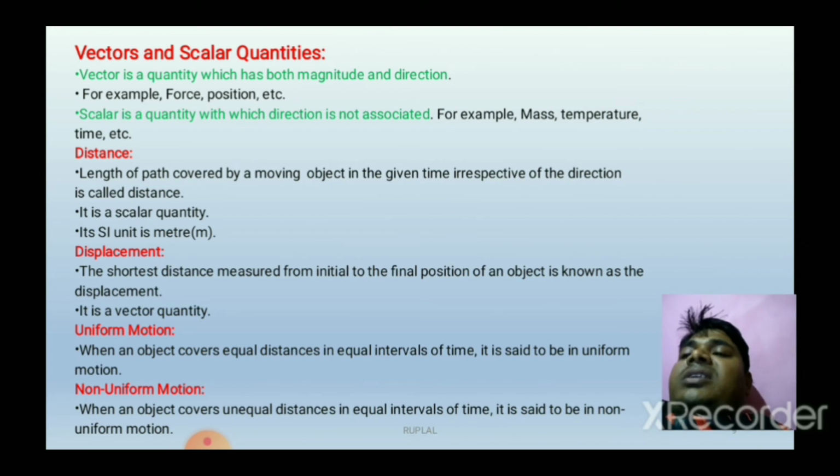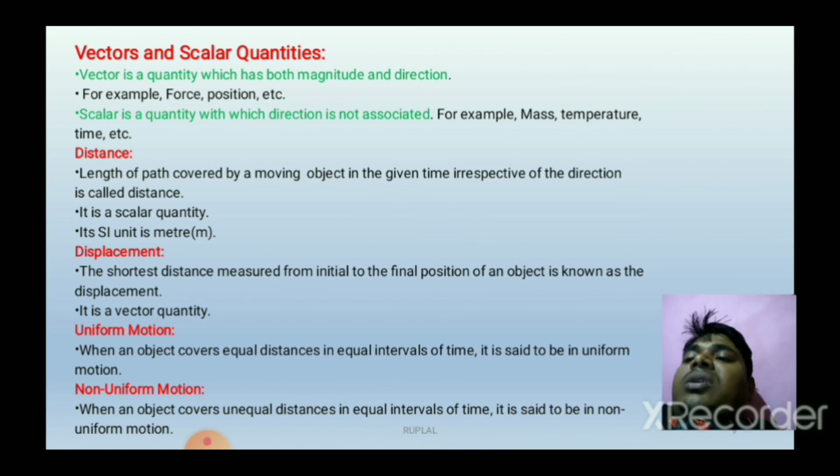Let's define the term distance. Distance means the length of the path covered by the moving object in a given time, irrespective of the direction. It is a scalar quantity. Why is it a scalar quantity? Because it has only magnitude and no direction, so it is a scalar quantity.